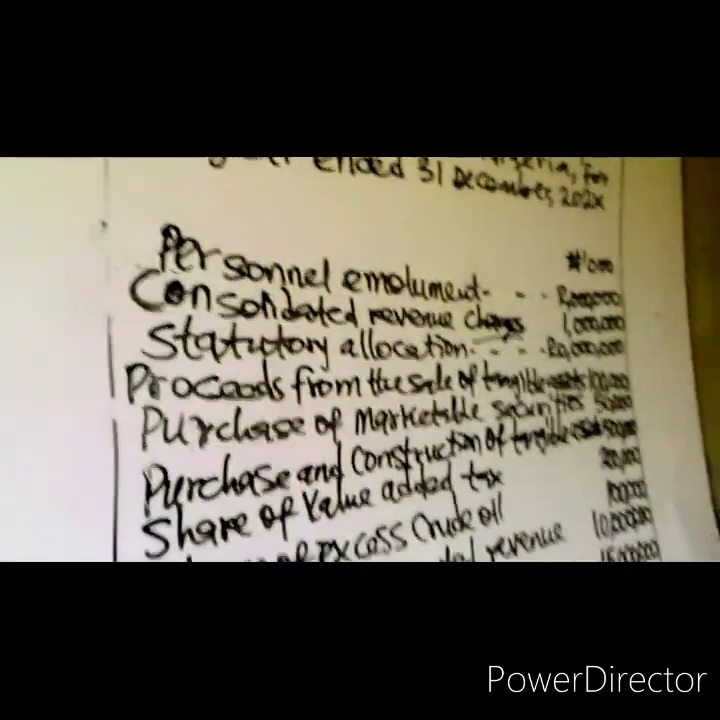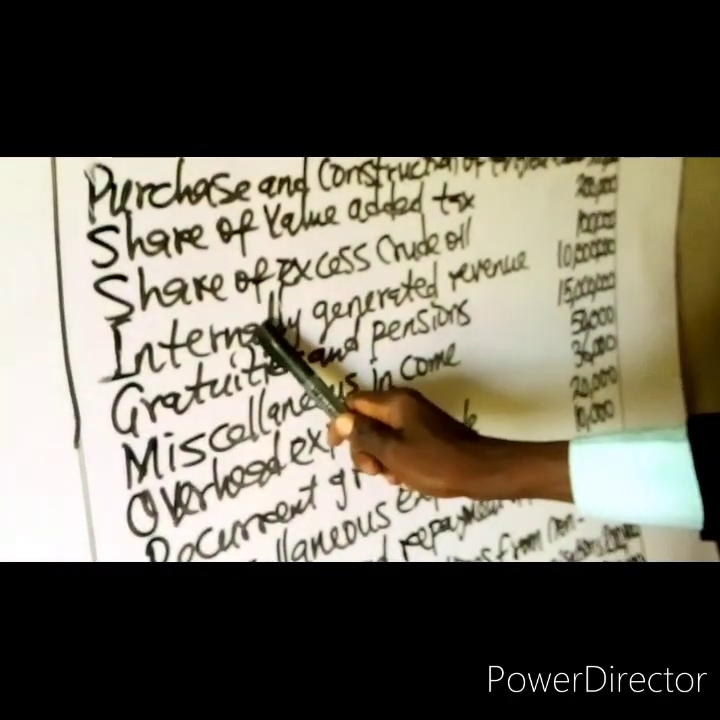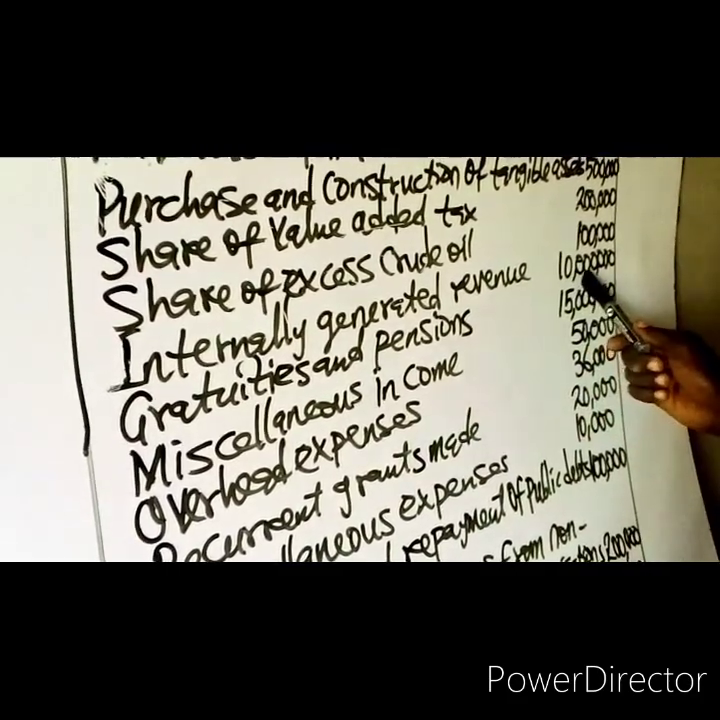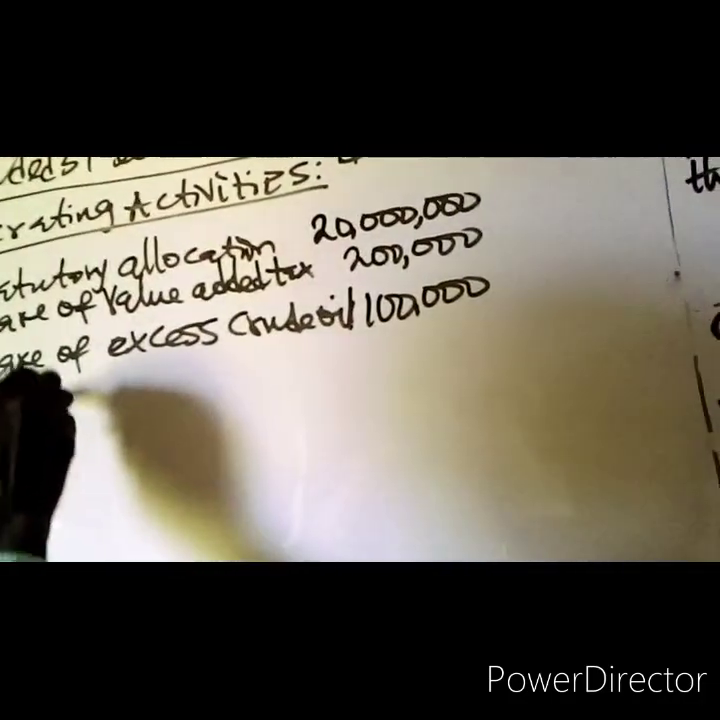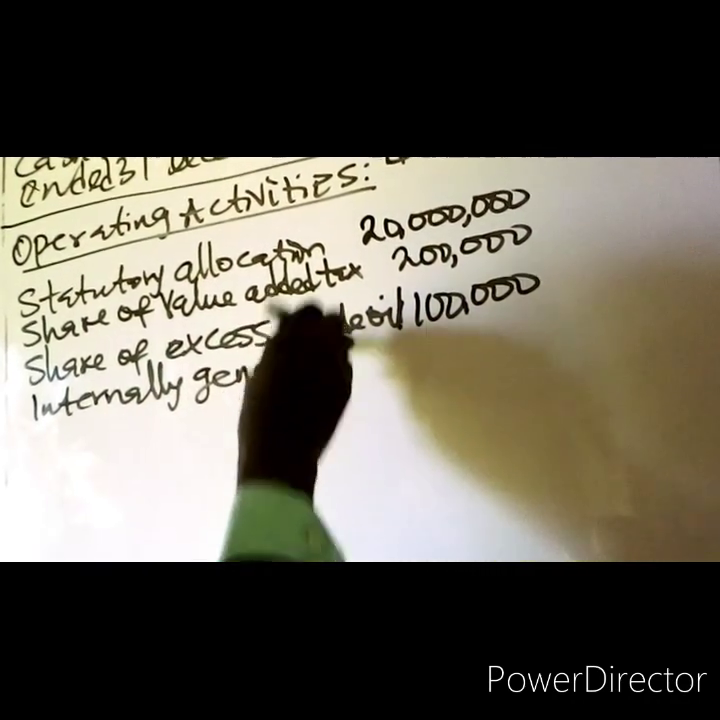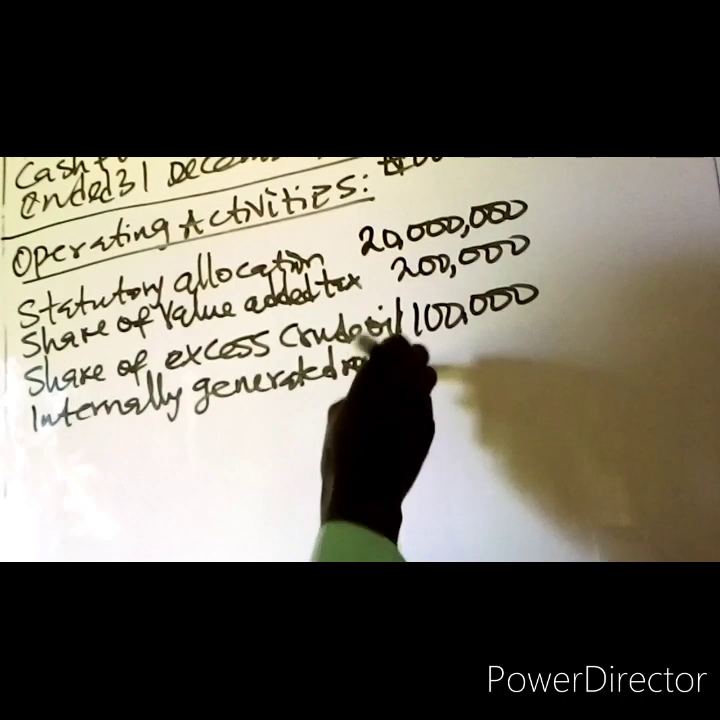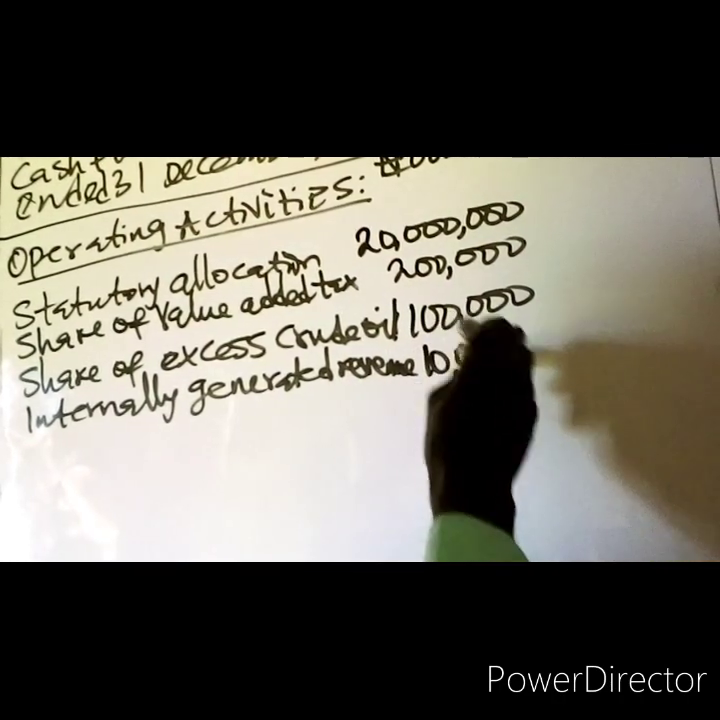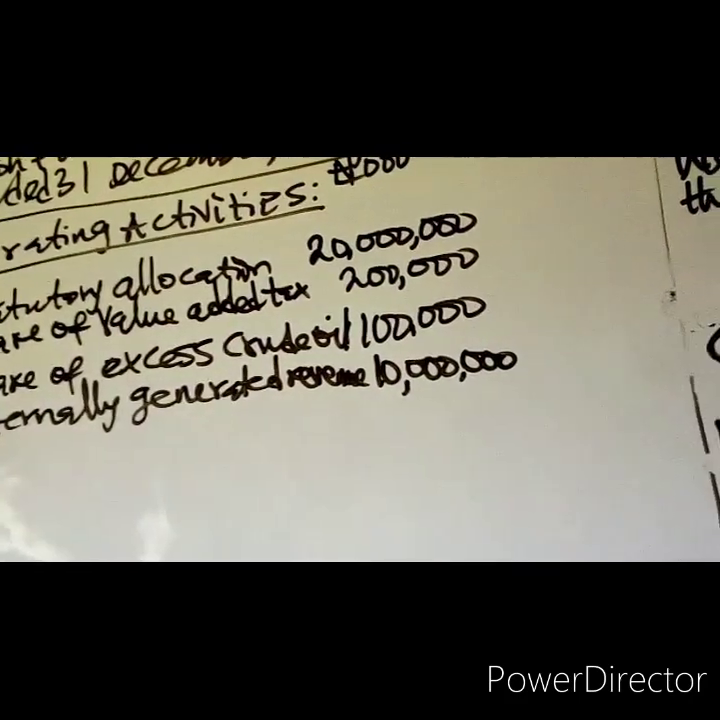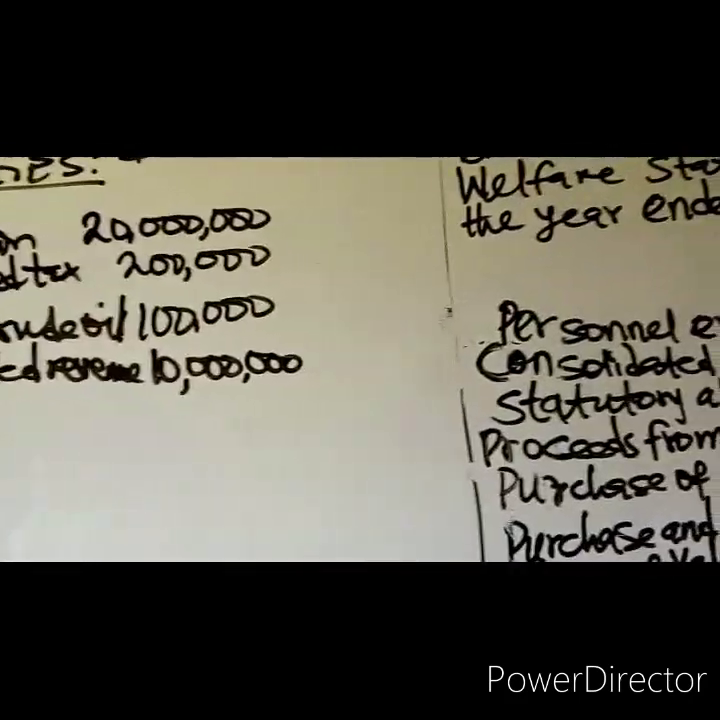Then you have internally generated revenue. It's also one form of revenue to government, which is 10 million. Internally generated revenue is 10 million.